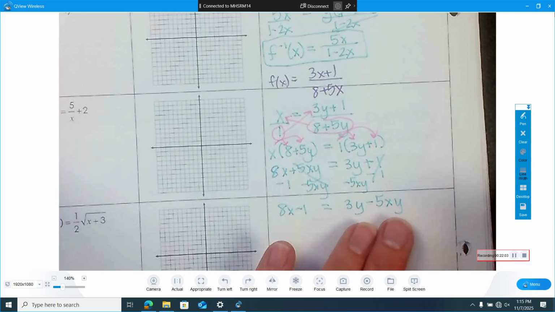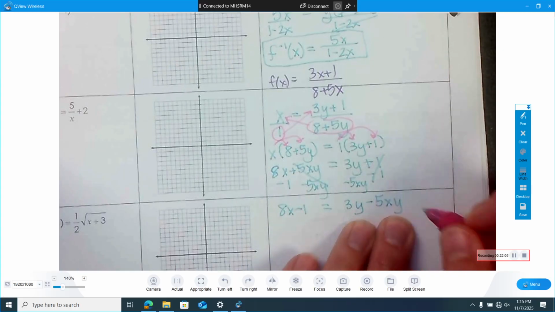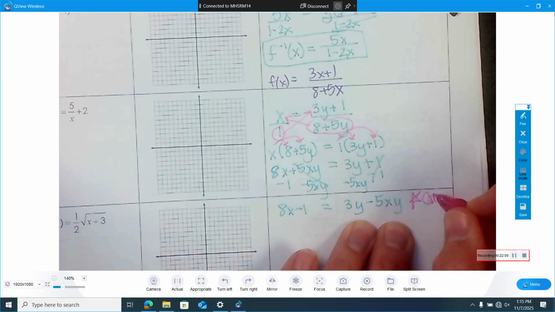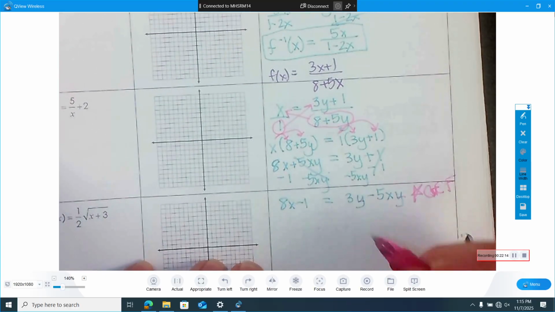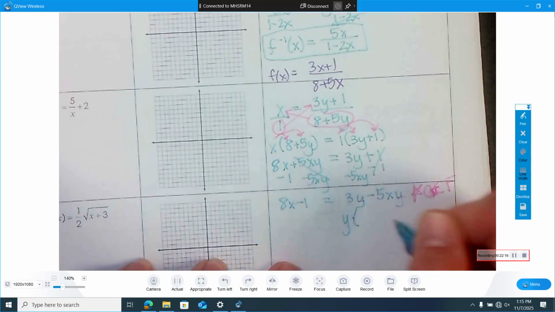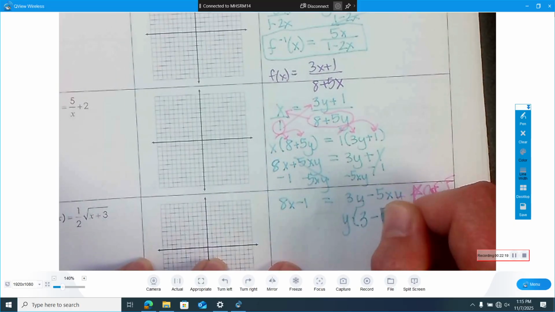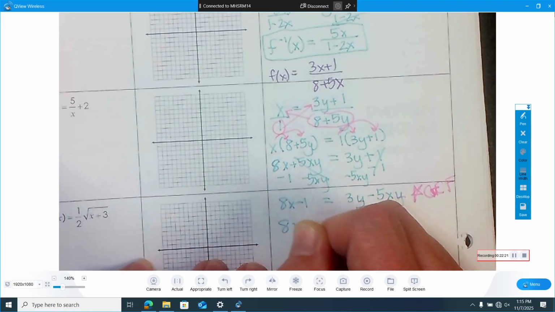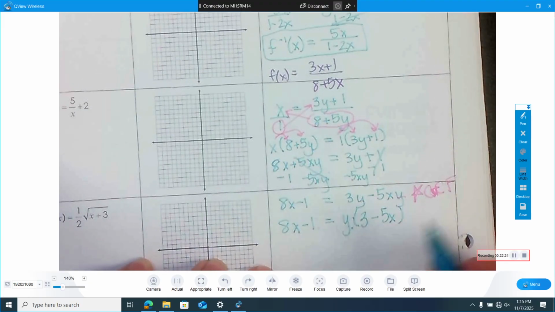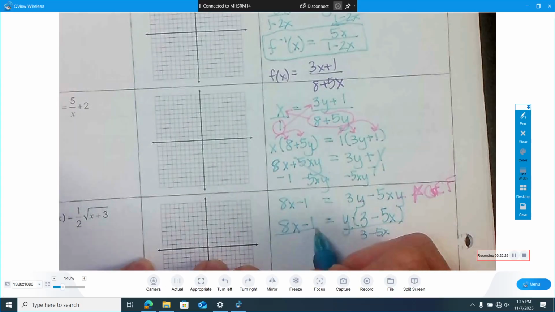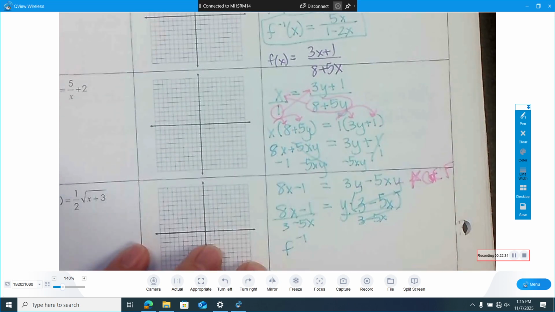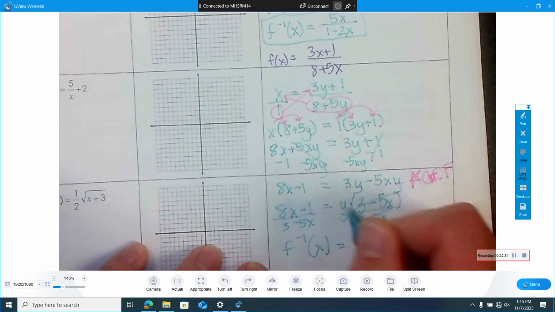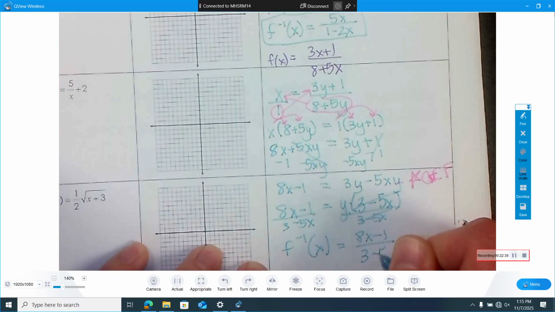When I look at the right-hand side, they have something in common. Greatest common factor. So they have y's in common. We're going to take out that y. Good, 3 minus 5x. And then to get the y by itself, we're going to divide by our 3 minus 5x bubble. Lots of math there. So f inverse of x, which is really the same thing as the y, is going to be 8x minus 1 over 3 minus 5x.